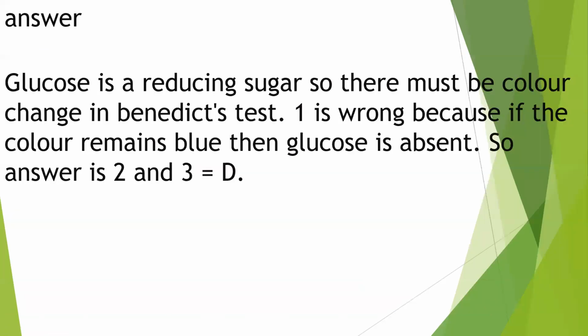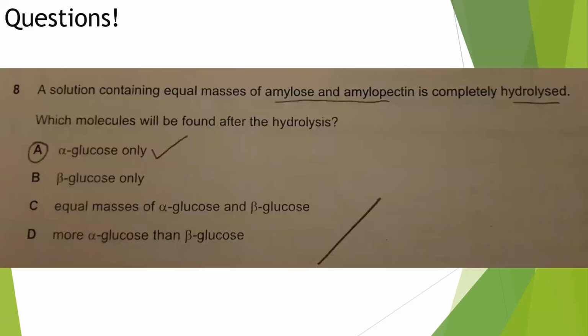So this is my explanation if you didn't catch it. Glucose is a reducing sugar, so there must be a color change in Benedict's test. One is wrong because the color remains blue, which means glucose is absent. So the answer is 2 and 3, which is D.